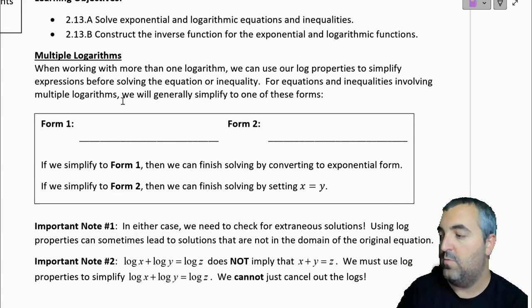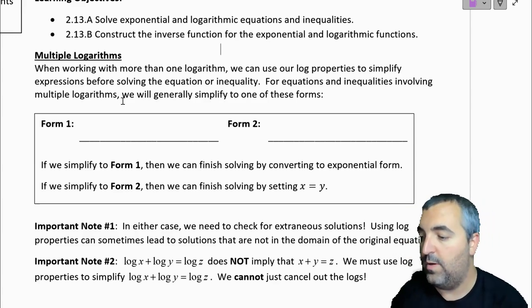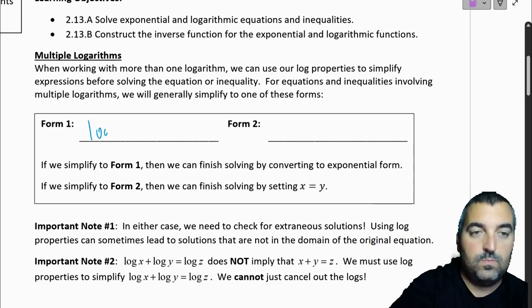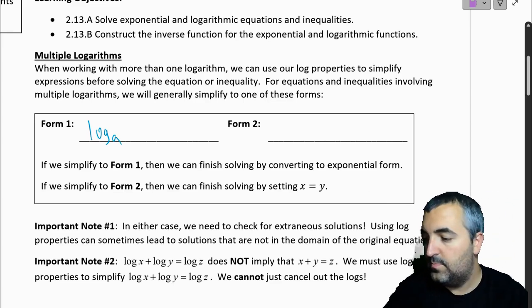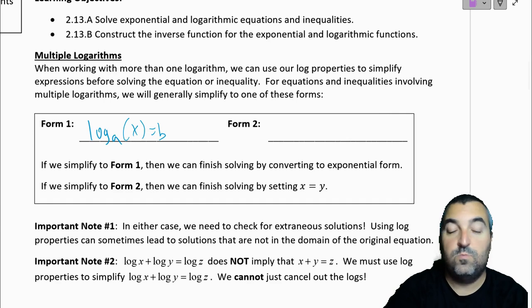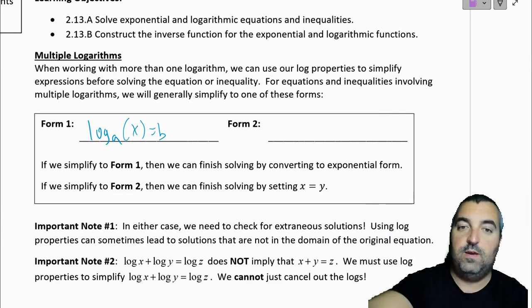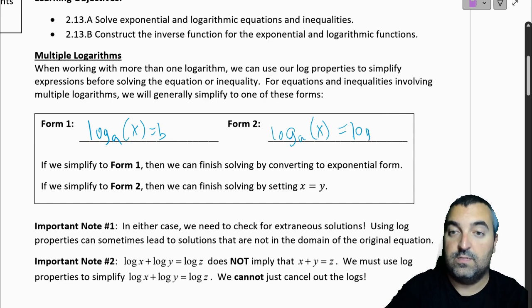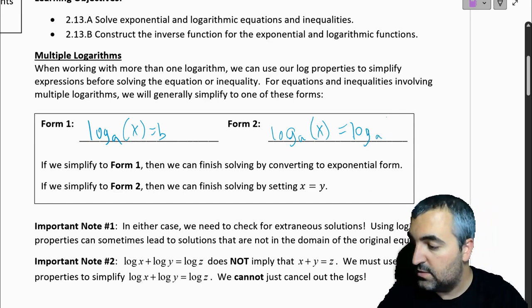So either we're going to simplify to the form where we have one log of x equals b. So there's only one log on one side. These ones we solve by converting to exponentials. The other option, and by option I mean the other method, is when you would have two logs, but they're on opposite sides. And just the two logs.